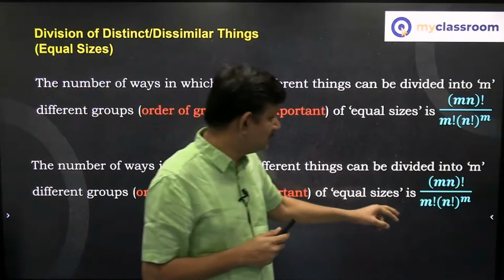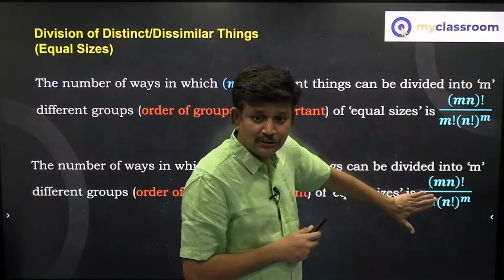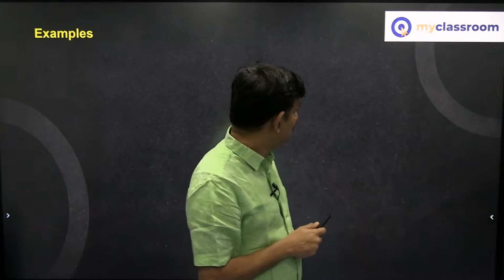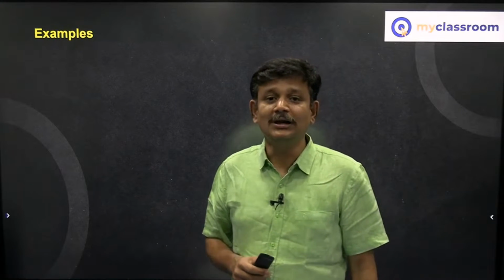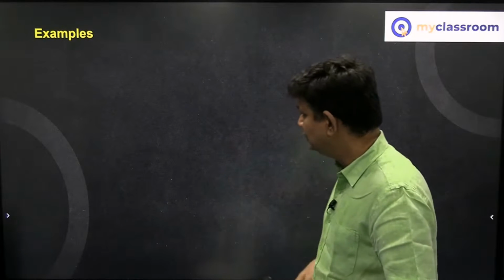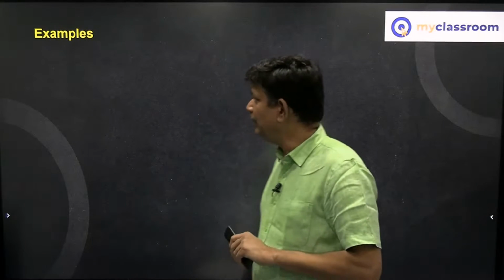In that case, what will be the difference? This m factorial will not be there. So what will be the result? Mn factorial by n factorial whole power m. So let us see some examples on this, how to make use of this.